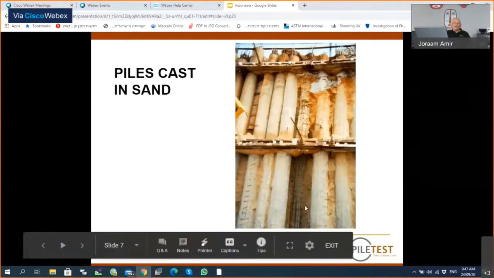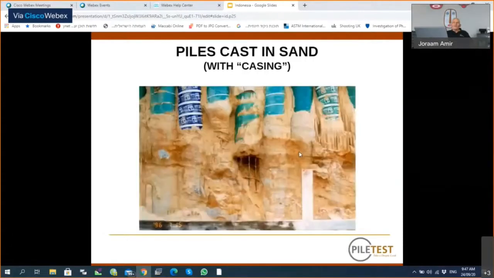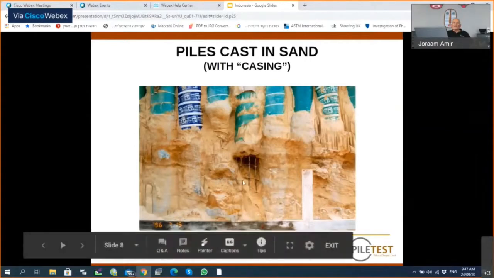At least this contractor put some steel in the ground. Some contractors even do not put steel in the piles. This contractor was very clever. He knew that he was going to produce the piles in sandy soil, which is not very stable. So he used some casings made of cardboard. But you see that below the casing, there was some collapse, and of course, the pile is not good.